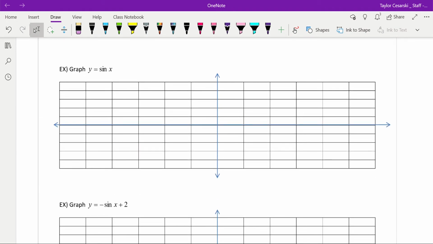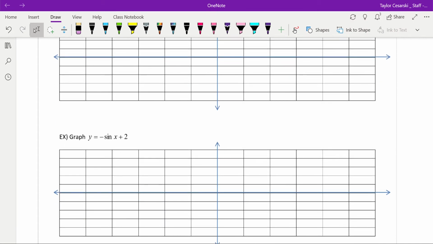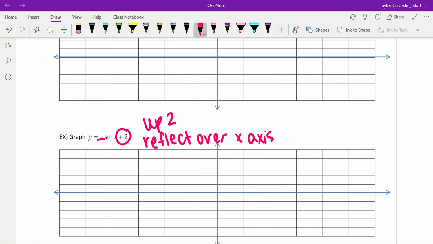Alright, so let's start graphing. Let's graph this ourselves first. Actually, since they already graphed this, let's just start with the transformation. So we're going to go ahead and break this down. This has two transformations. We have negative sine of x, and we have plus 2. So first of all, this plus 2 is going to move my graph up 2, and this negative is going to reflect over the x-axis.